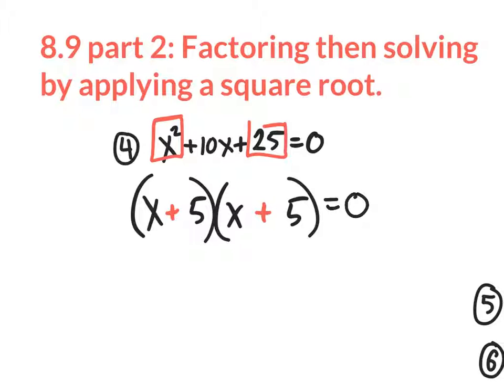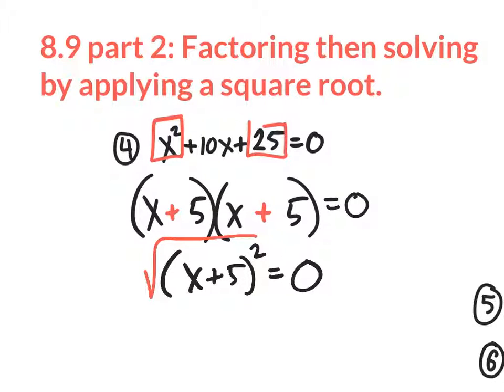Okay, so I could also rewrite the x plus 5 times x plus 5 as x plus 5 squared equals 0. Now, why would I do that? Because I could get rid of the square by doing what? By square rooting. And what I do to one side, I do to the other. Just don't forget to put a plus or minus right in front of your answer, but the square root of 0 is still 0, right? And a plus 0 or a minus 0 is not going to change anything.